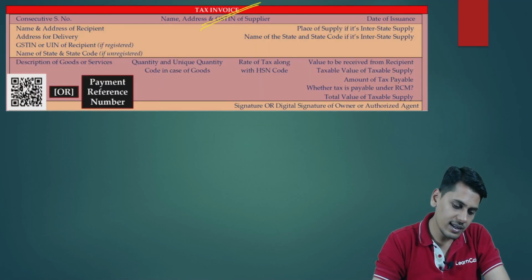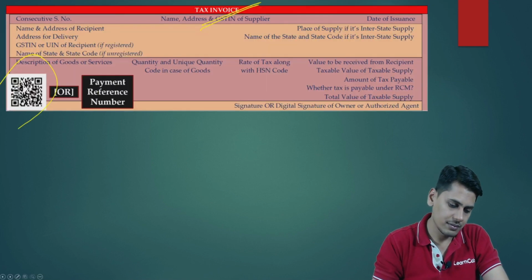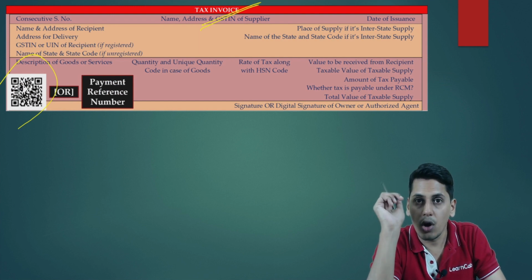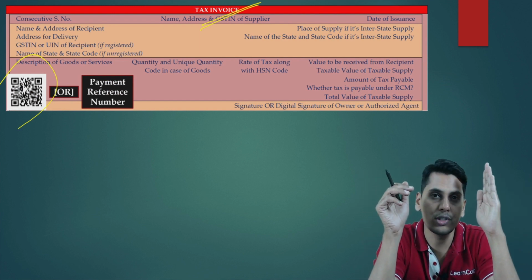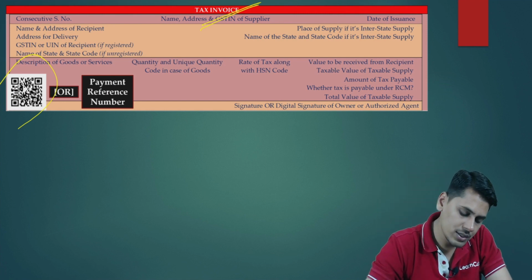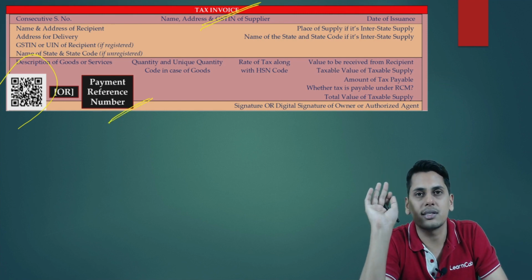So the tax invoice will either contain a dynamic QR code against which you can scan and make the payment, or if the dynamic QR code was shown as a digital display, you can scan that, make the payment, and then that invoice will contain a payment reference number.